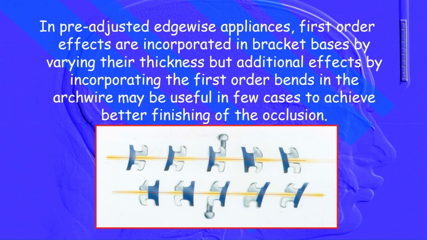Look at this picture. You can identify the differences in the base thickness of various pre-adjusted edgewise appliance brackets. Such differences in the base thickness are primarily to achieve the first order effects in the dental arches when a plain arch wire is ligated. Thus, in pre-adjusted edgewise appliances, first order effects are incorporated in the bracket and molar tube bases by varying their base thickness. However, in many cases, additional first order effects may be helpful to achieve better finishing of the occlusion.